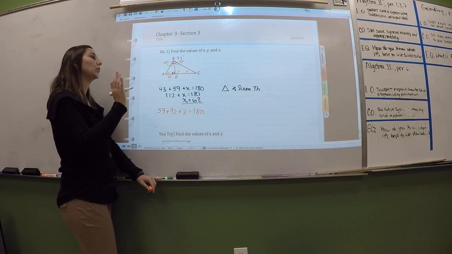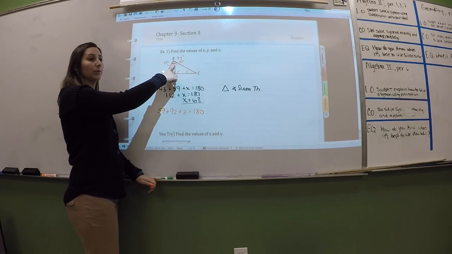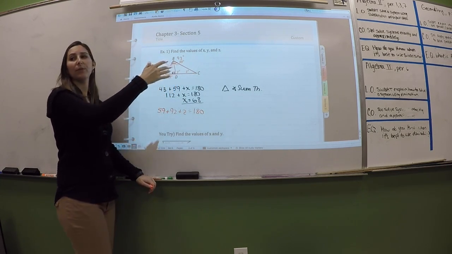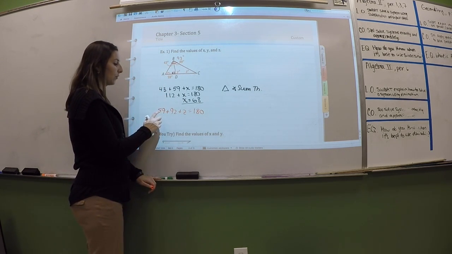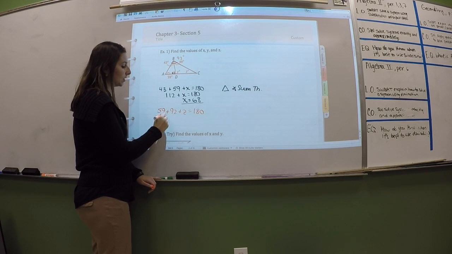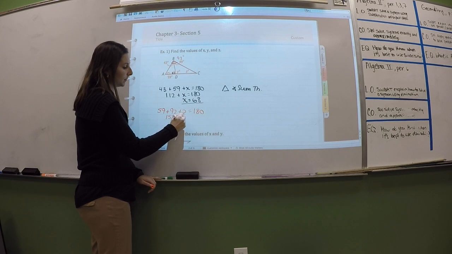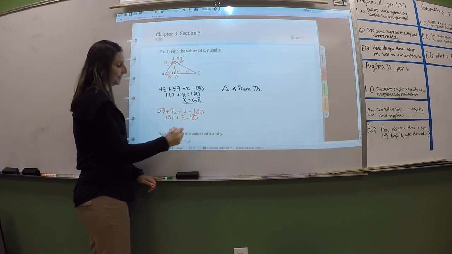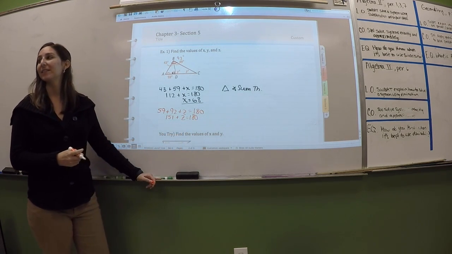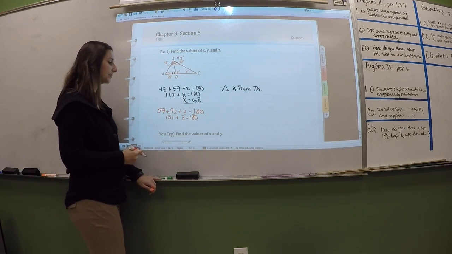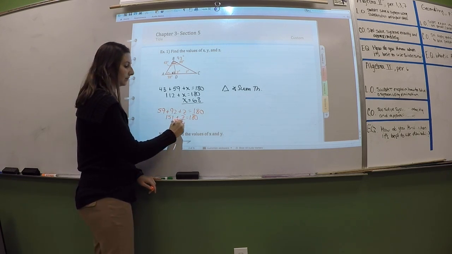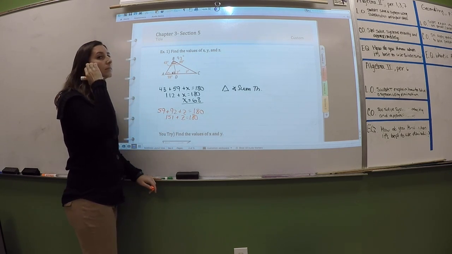But see, this step was really important. If we didn't add those up and figure out that that was 92, we wouldn't have been able to do that. That was good. All right, so 59 plus 92, that's gonna be 151, I hope. Someone math check. Calculator, guys. I have a calculator right here. Yeah, 151.